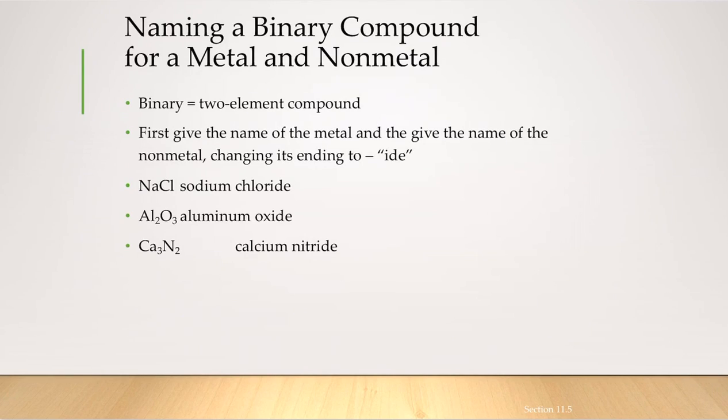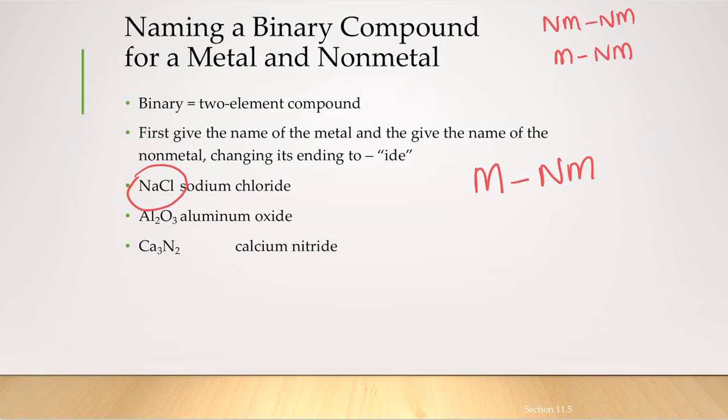Okay, now how do we name a binary compound? For a compound that has a metal and a non-metal. So basically, a compound can be made of either a non-metal and a non-metal, or a metal and a non-metal. Now, how do we name them? Say, for example, if it's between a metal and a non-metal, you always put the name of the metal first and then the name of the non-metal.